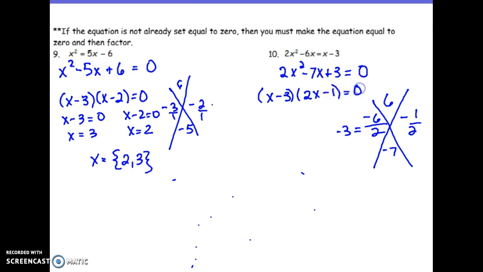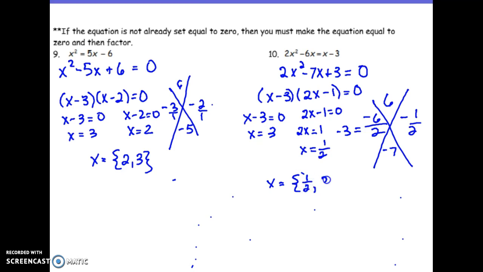Okay, I want to set those to 0, so x minus 3 set to 0, our x is 3, so there's one answer. And the second one, 2x minus 1 is 0, so my 2x is going to be equal to 1, my x would be equal to 1/2. So my solution would be 1/2 and then 3.